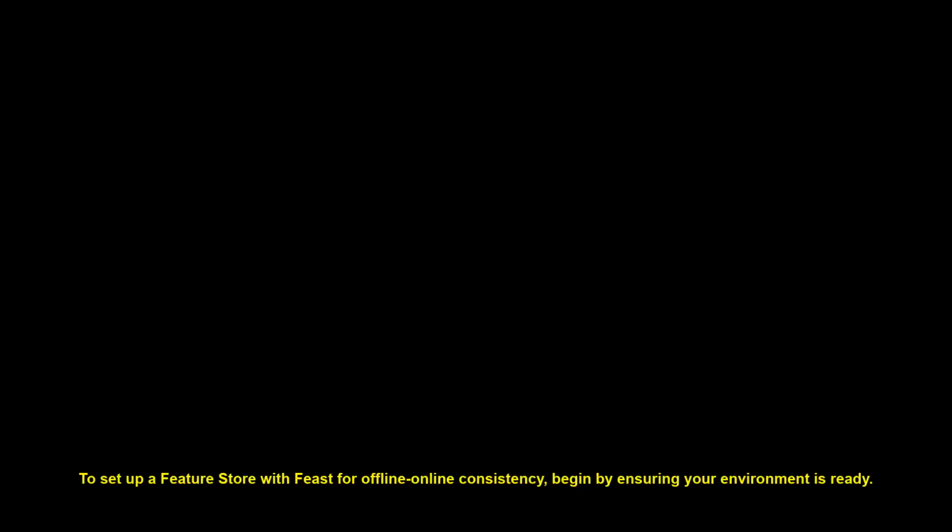environment is ready. Install Feast by running the command pip install feast. Make sure to have a compatible database such as PostgreSQL or MySQL for your offline storage. For online storage, you can choose a key value store like Redis. Set up your database and key value store, ensuring they are accessible to your application.